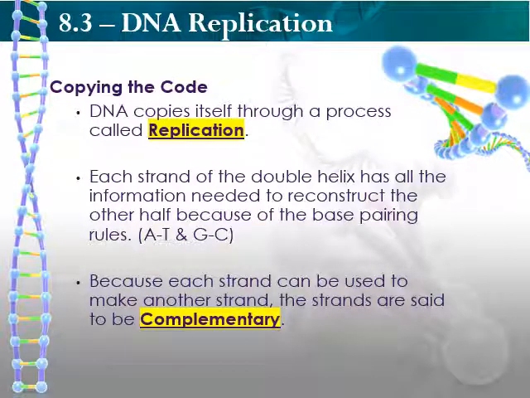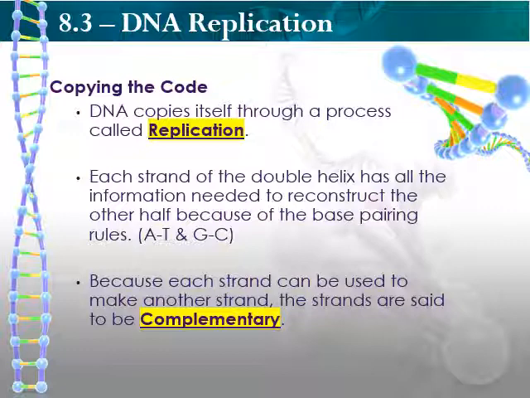So, copying the code. DNA copies itself through a process called replication. Now, if you remember correctly, we have two strands in DNA. Remember, it's a double helix. It's one set of nucleotides going one way, one set going the other way, and in the middle, we have those nitrogen bases that form the rungs or the steps of our DNA molecule.